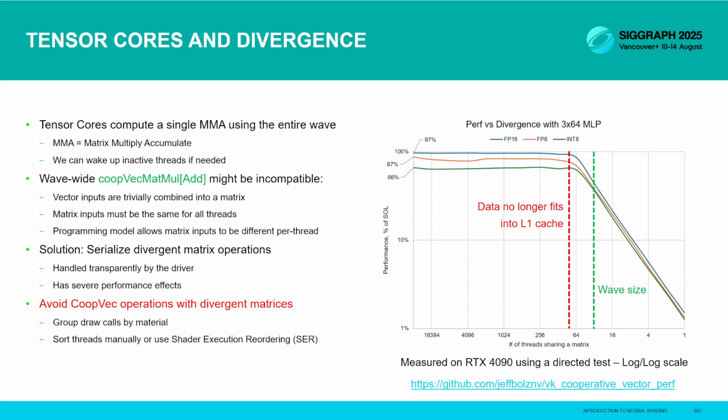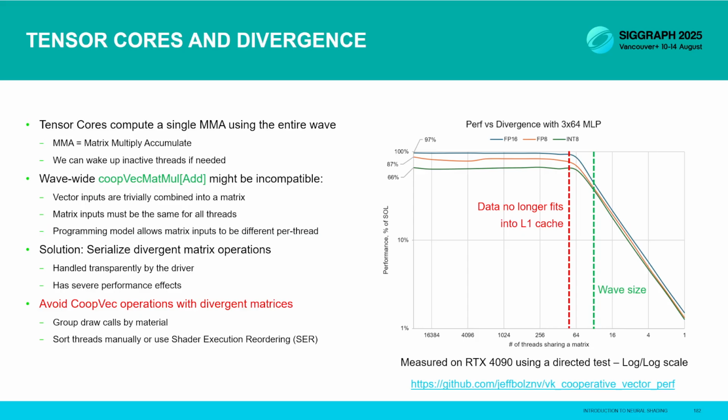For the situation when some threads are inactive, we have a simple solution. We can wake up the inactive threads temporarily. But if they are using different matrices, that's a bigger problem. To solve that problem, we can detect the groups of threads that use the same matrices and loop over the groups, processing each group separately. This means that divergence in matrices used for the CoopVec operations is internally serialized, just like divergent code paths or memory accesses. Obviously, this serialization comes at a significant cost.